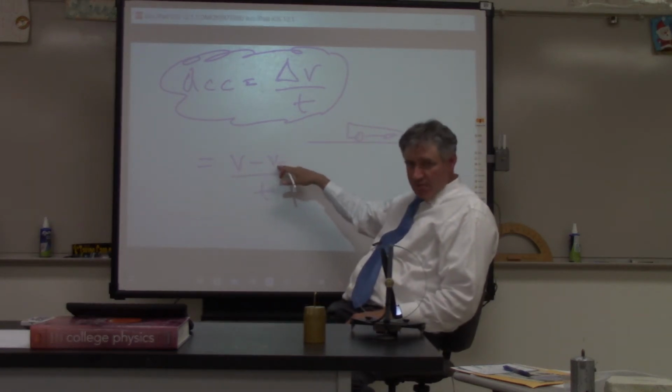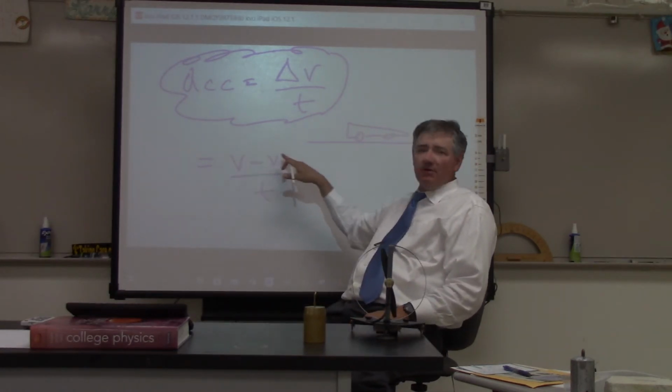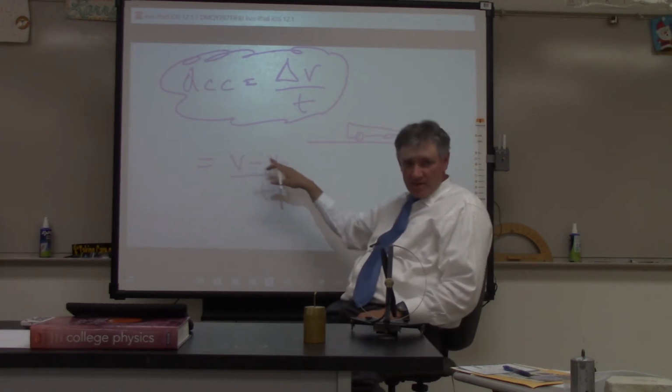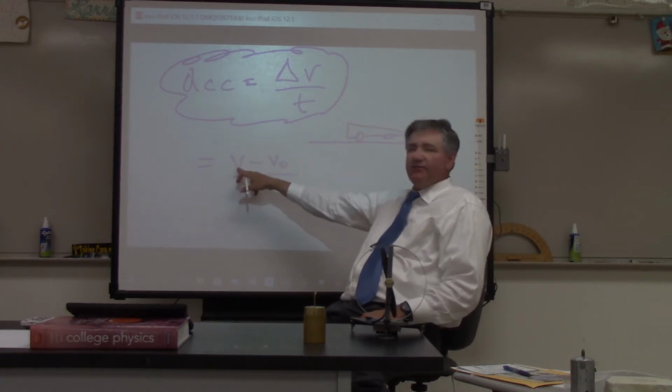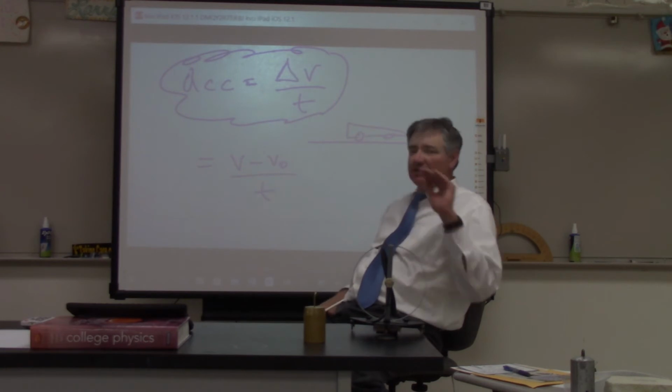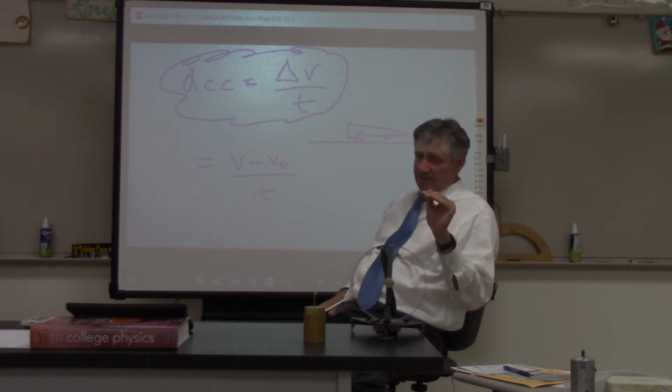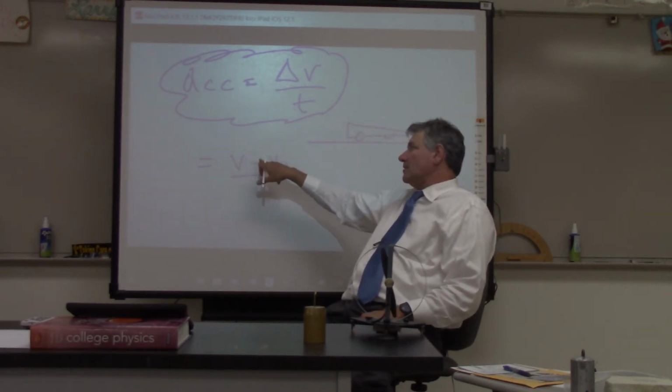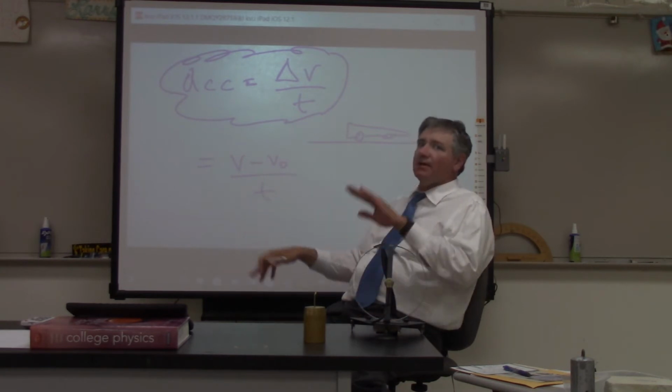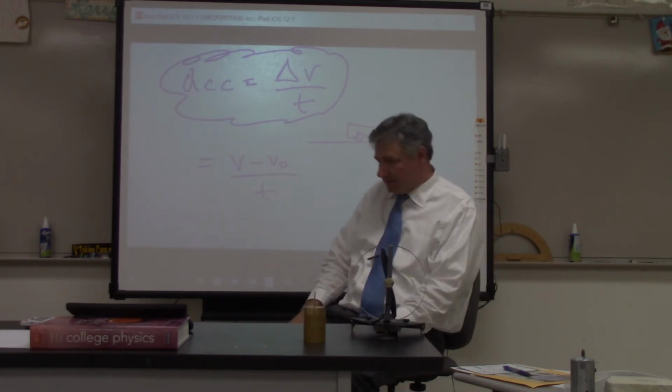Whatever you realize, but this is going to be final minus initial. It's always going to be like this. This will never be V naught minus V. Never, never, never. It's always going to be V minus V naught over time. That's always how it's going to play out.